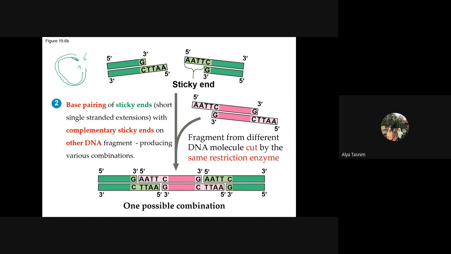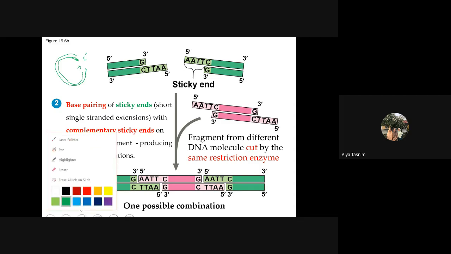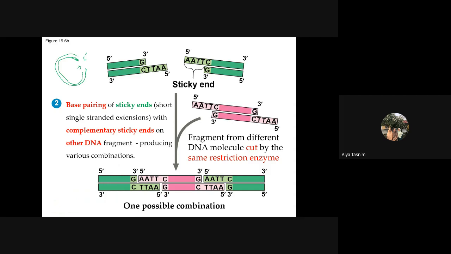So here you insert the gene of interest that you have cut using the same enzyme. So it produces the same sticky ends, okay, that complement the sticky ends of the plasmid. They complement each other because they are cut by the same restriction enzyme.